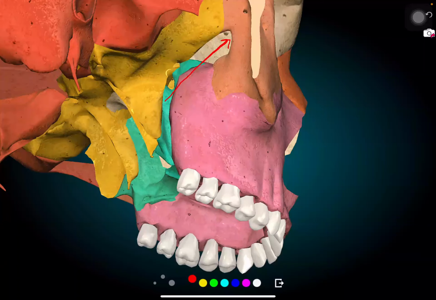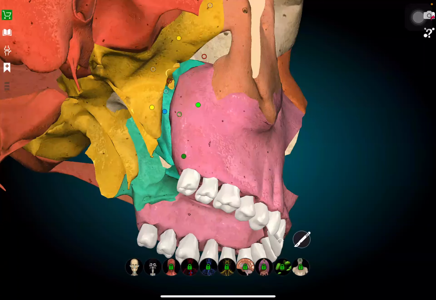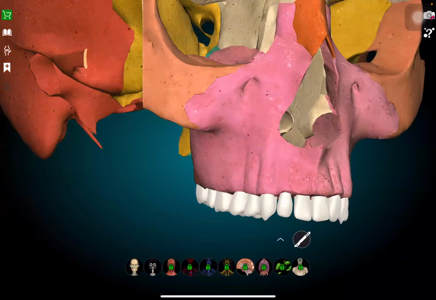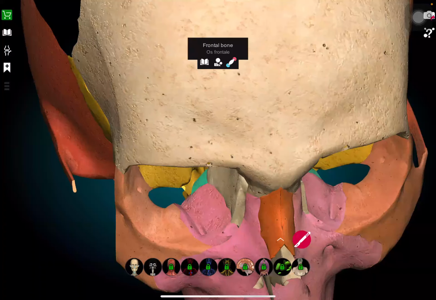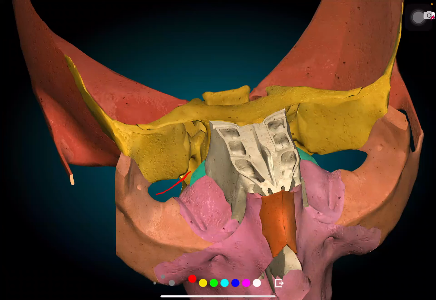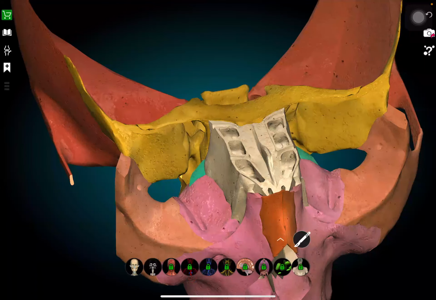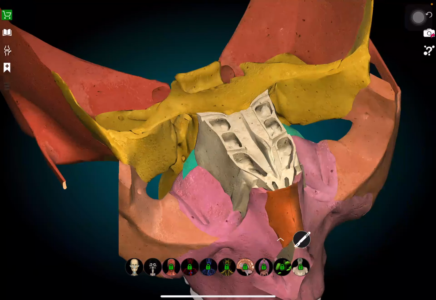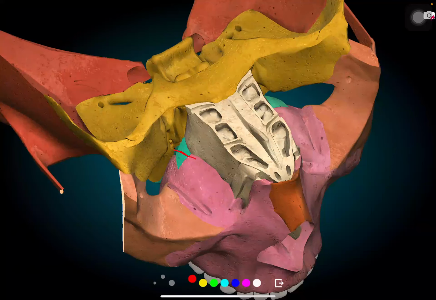So looking from forward, this is the orbit, and this is the inferior orbital fissure. Looking downward, it is connected posteriorly to the pterygopalatine fossa and laterally to the infratemporal fossa.